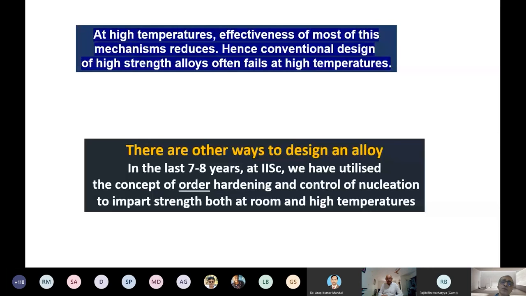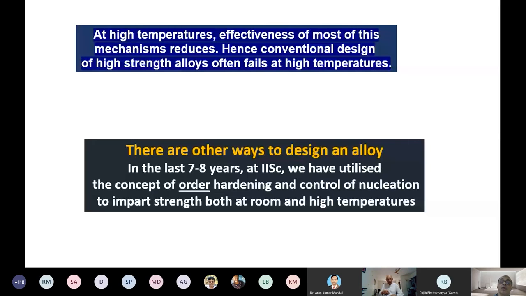So we have utilized this concept of order hardening and control of nucleation to impart strength at both room and high temperatures in the last 7-8 years at the Indian Institute of Science. And that is a story I'm going to tell you, how we can use that to develop high strength, high temperature aluminum alloys.